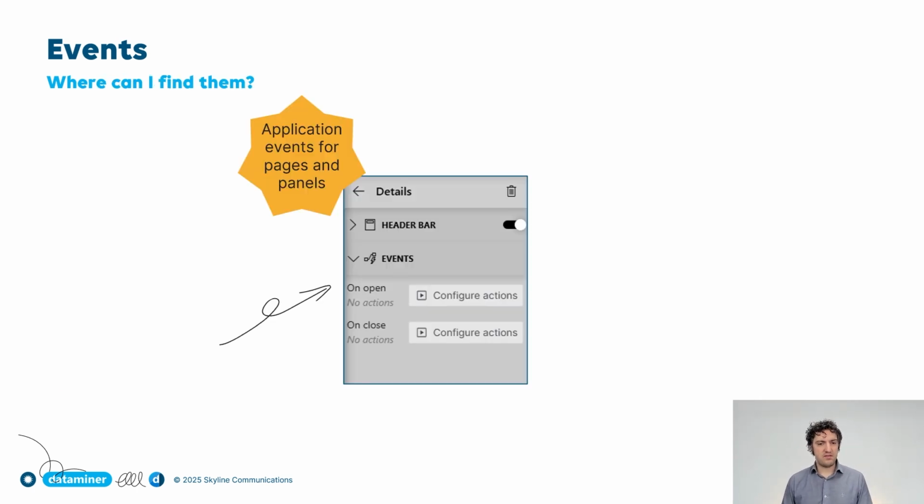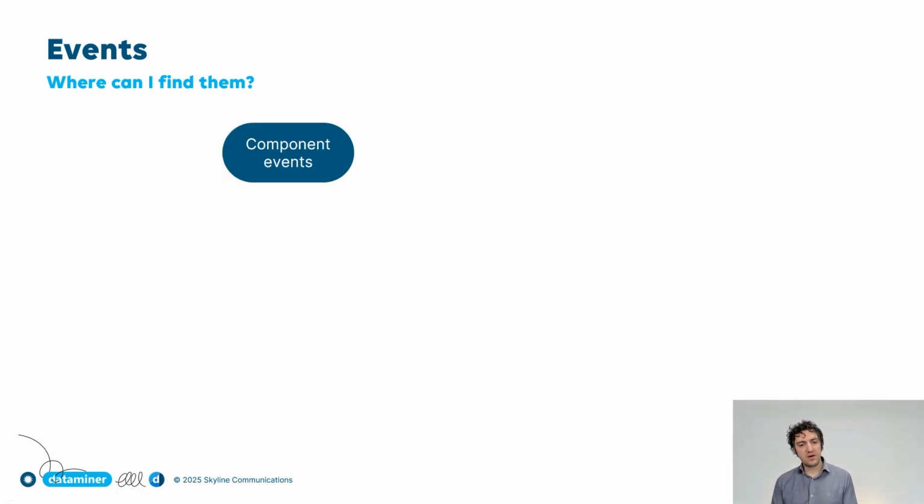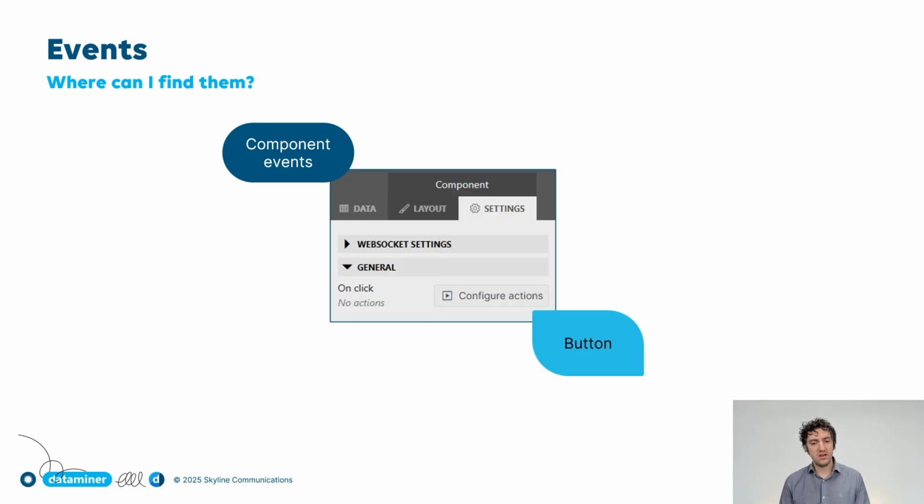So where can we find events? A couple of locations. First off, on the pages and panels, when we open something, we get an event. And you can see that here. Here we get an on-open and on-close event, and you can configure actions on there. We also have several component events. For instance, on a button, in the settings tab, you will find a way to configure an action to click on a button.